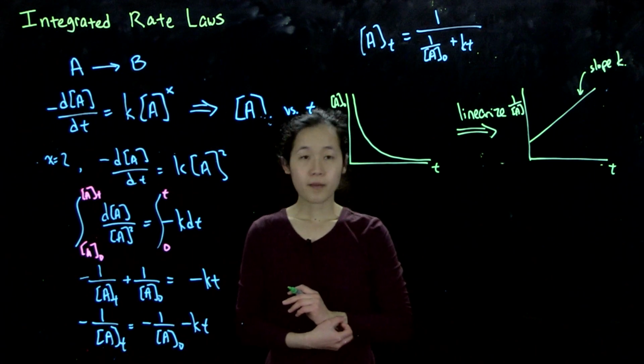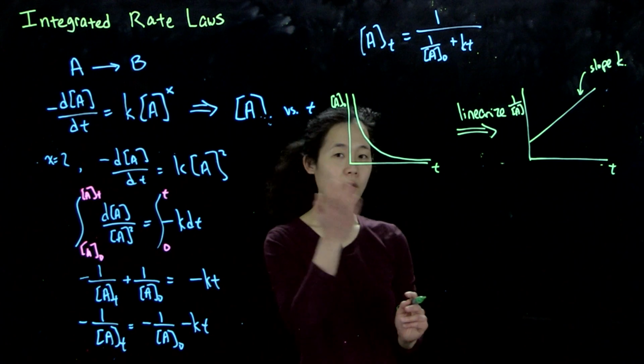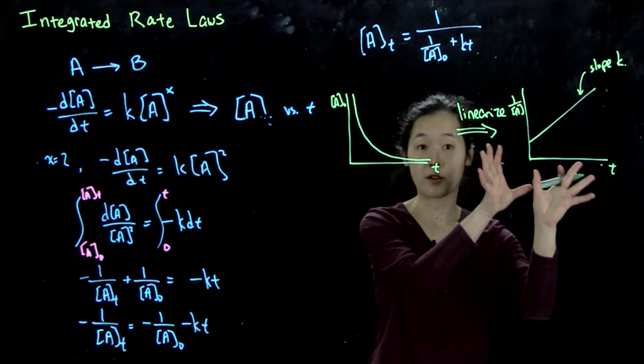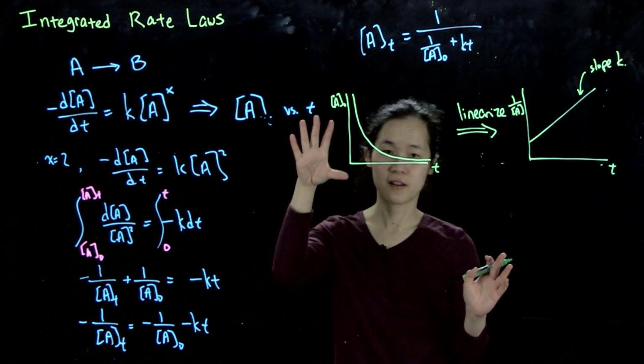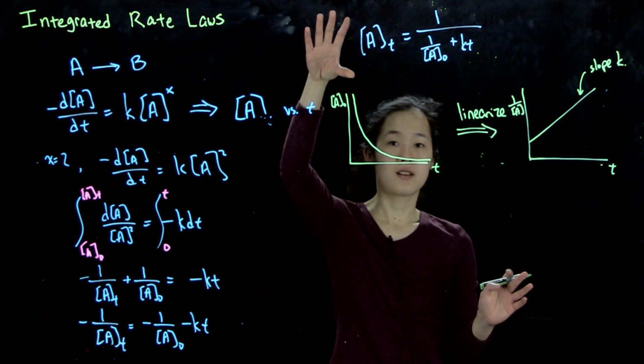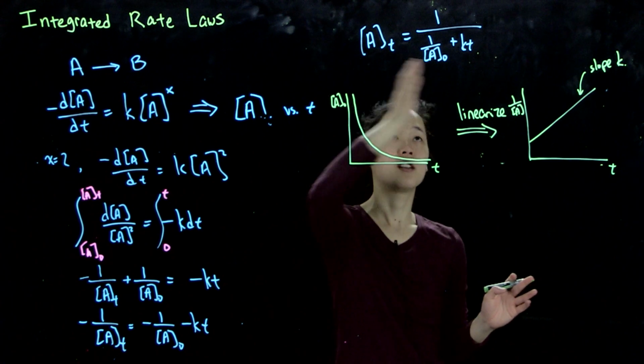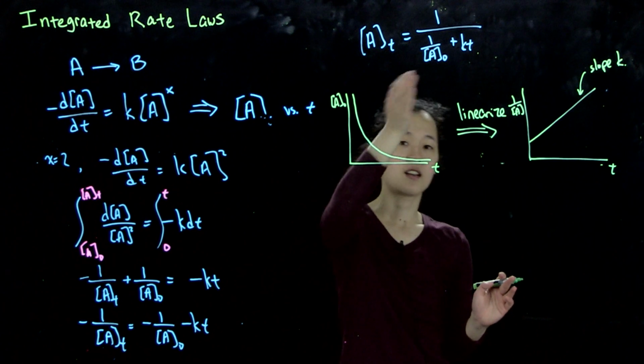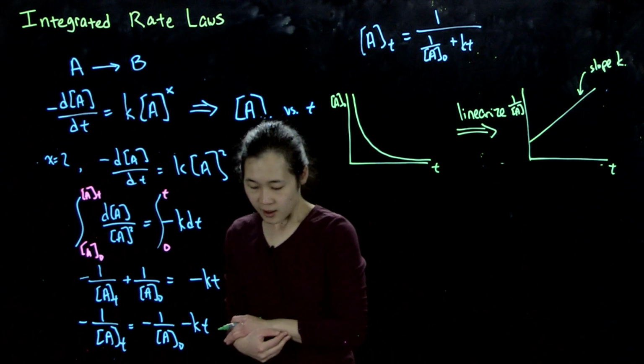But again, I'm going to warn you that linearization doesn't always work very well for all data. So sometimes you have to actually fit the actual equation to get a good fit and get a good back out of k and the concentration of A naught. So that's the second order equation.